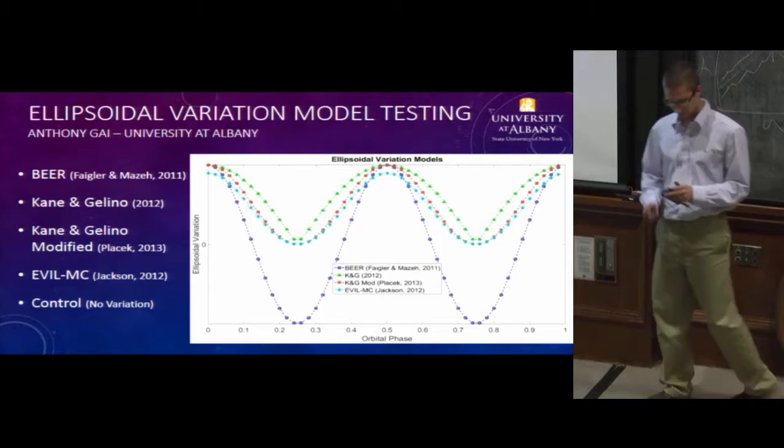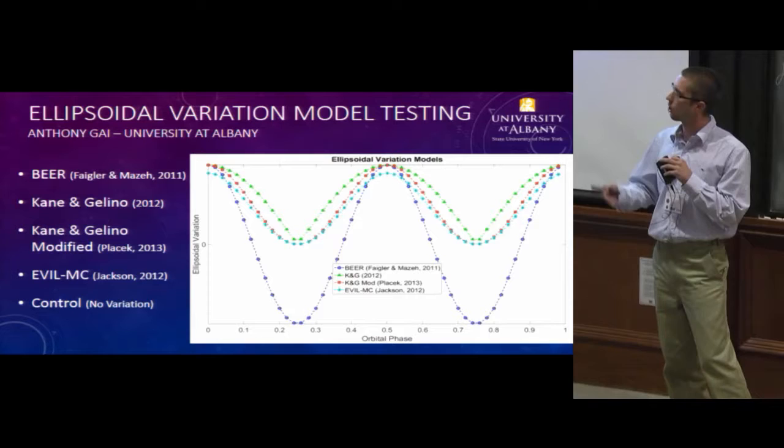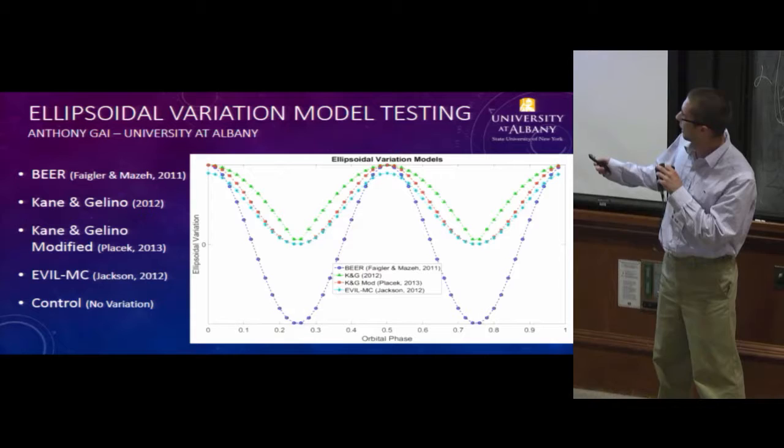Hello, my name's Anthony Guy, and I'm from University of Albany, and I'm here to talk about ellipsoidal variations. Ellipsoidal variations are caused by a star deviating from a spherical shape due to a companion planet. They appear with two maxima per orbit, each located when the greatest stellar area is being observed.